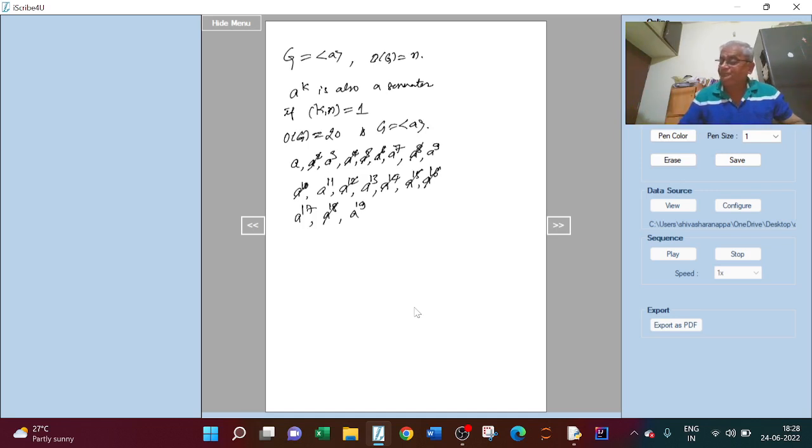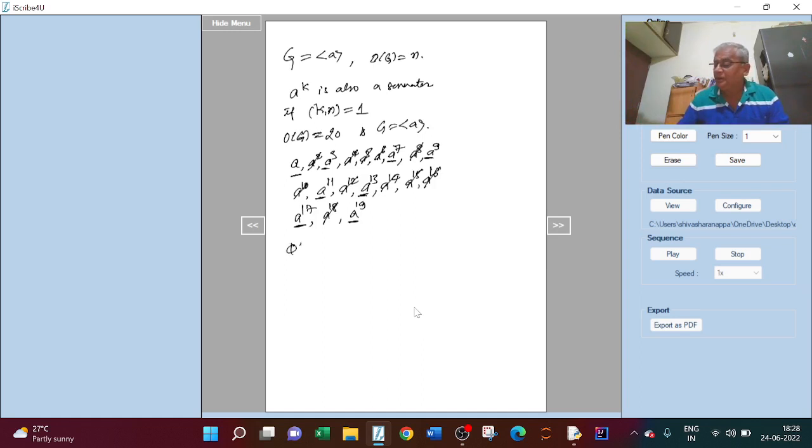And our number of generators are 1, 2, 3, 4, 5, 6, 7, 8. Okay, 8 generators are there. Now we can find this number 8 using our phi function.